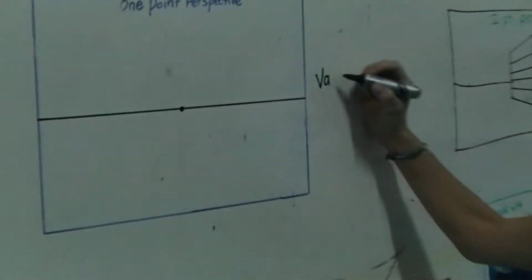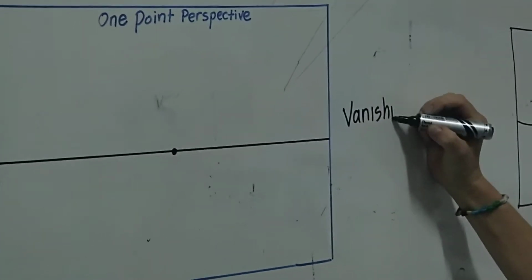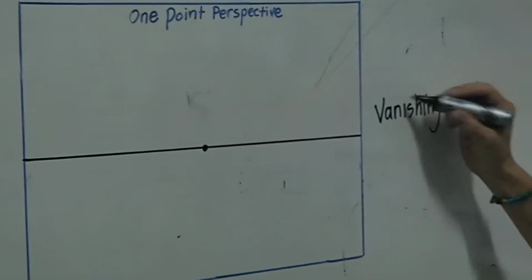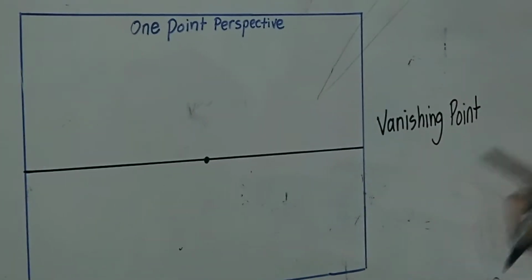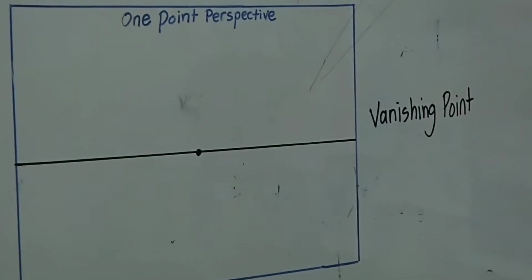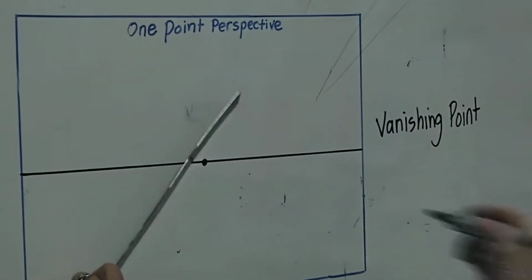I'd like for you to note what it is in your sketchbook, because it's used in other perspectives. Vanishing point. And then you can put that on there so you can learn the art terms. Everybody's got that? Okay, what we're going to do next is make a road.